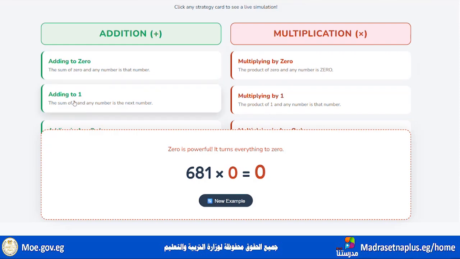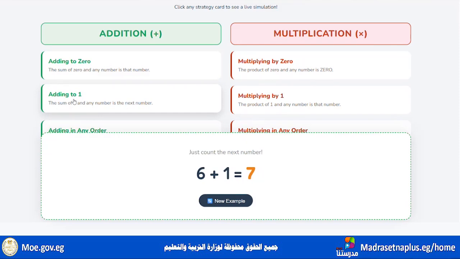What about adding to 1? Adding to 1 will increase the number. The sum of 1 and any number is the next number. For example, 6 and 1, the next number after 6 is 7. So 6 and 1 equals 7. 7 and 1 equals 8. 8 and 1 equals 9. 48 and 1, 49. 16 and 1, 17. 2 and 1, 3. 13 and 1, 14.